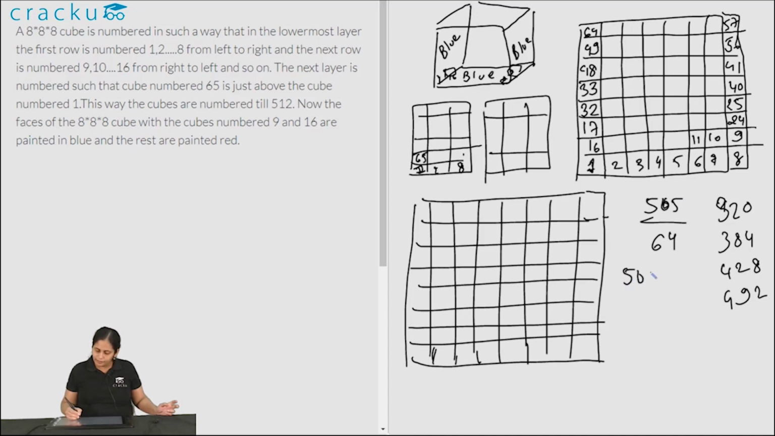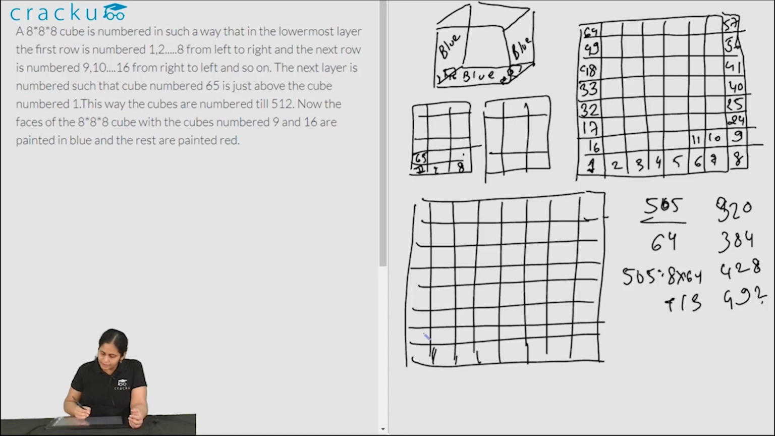So 505 is essentially 7 times 64 plus 57, which is 8 times 64 plus 13. So it cannot be expressed as 64 times some number plus 1 to 8. So it will definitely not be on the front face. Therefore, it must be on the side face. So let me fill out how that side face will look, and then I have to calculate the sum of the numbers on the face diagonal of that face.